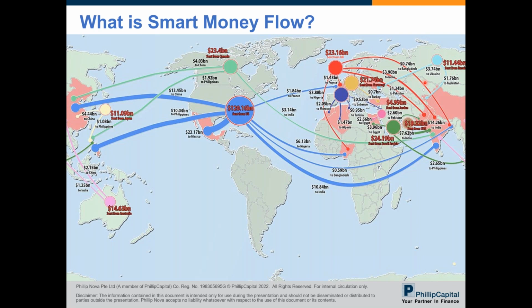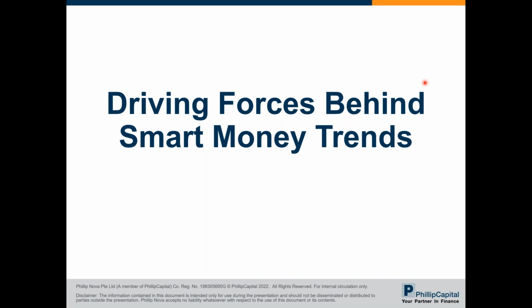They are not just moving hundreds and thousands of dollars, they are moving millions and sometimes billions of dollars, and that will leave tracks. So people who are paying attention to the money trail will be able to pick up clues on what these people are investing in, and also piggyback on them or double up their homework on the particular stock. So what are the driving forces behind smart money trends, right?